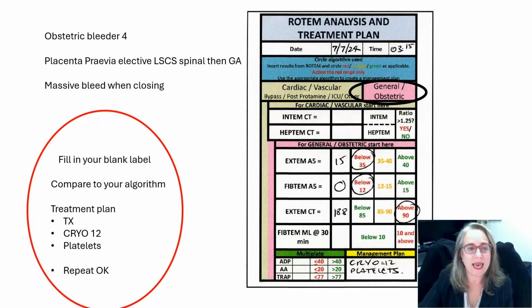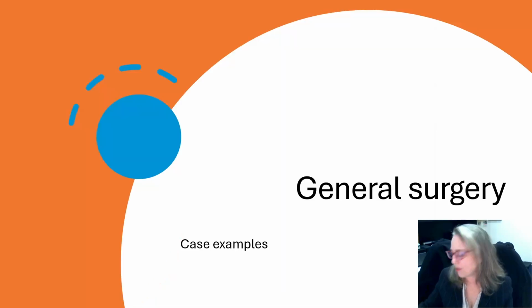I think on this occasion they were all given because it was such a lot of blood so quickly, and it was, I think, missed for a little while. It was occult under the drapes, so they gave all of those things quite quickly and the repeat Rotem was normal and the bleeding settled.